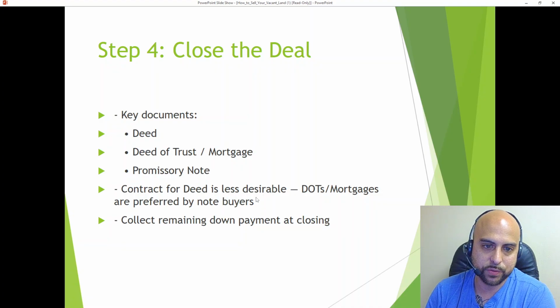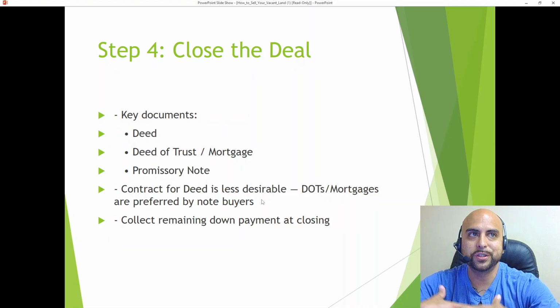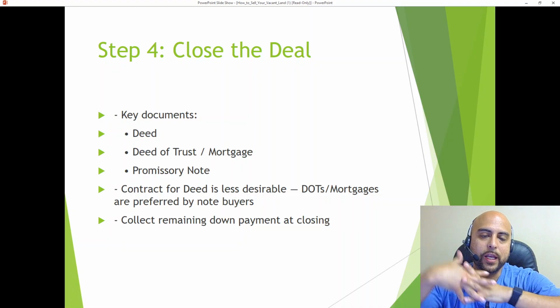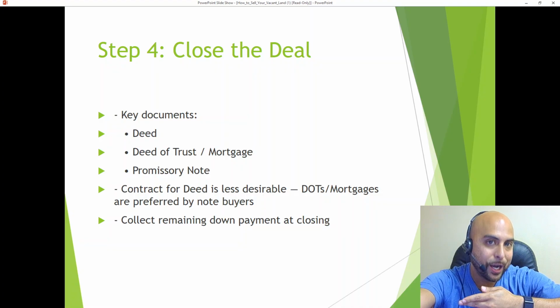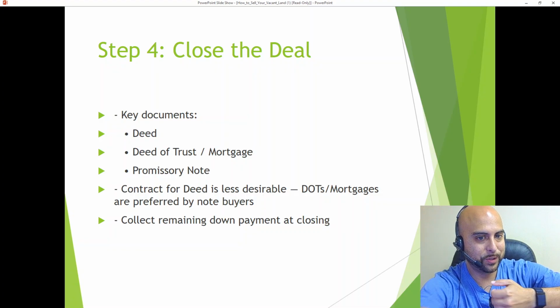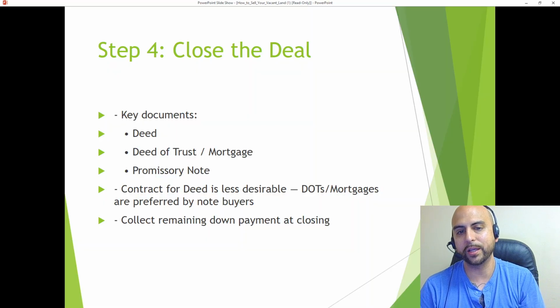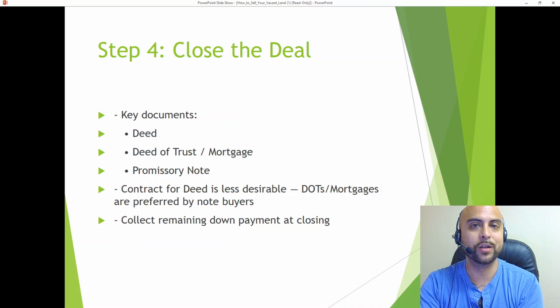I did want to bring up the contract for deed. Some investors sell their property on a contract for deed. When you compare a deed of trust or a mortgage versus a contract for deed, with the contract for deed, the investor still keeps the deed, right? And the buyer makes payments to the investor. After the buyer pays off, the investor will give the buyer the deed. So the investor holds the deed until they pay them off, really. These aren't favorable to note buyers. Ask any note buyer, they're going to prefer a deed of trust or a mortgage.